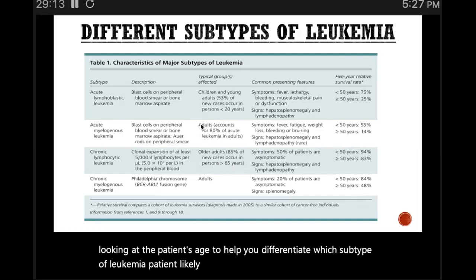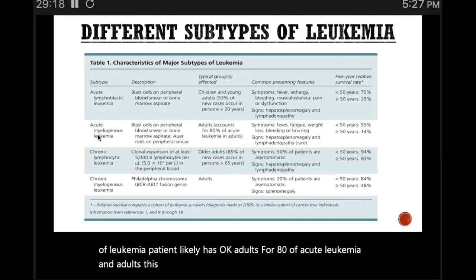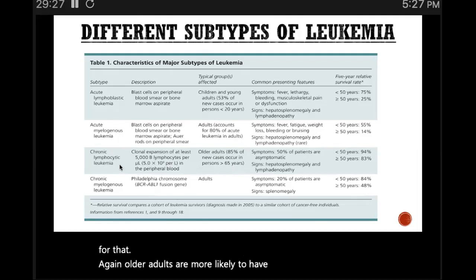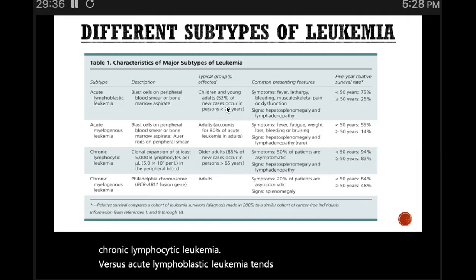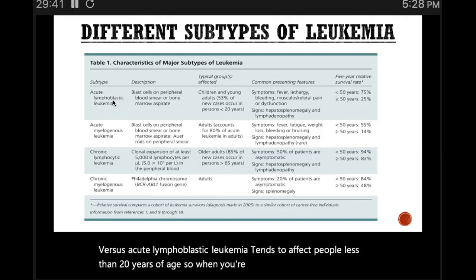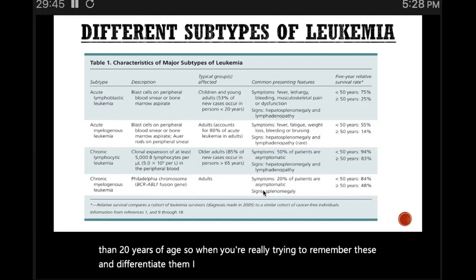Okay, adults, for 80% of acute leukemia in adults, acute myelogenous leukemia accounts for that. Again, older adults are more likely to be diagnosed with chronic lymphocytic leukemia, versus acute lymphoblastic leukemia tends to affect people less than 20 years of age. So when you're trying to remember these and differentiate them, I would classify them based around the ages.